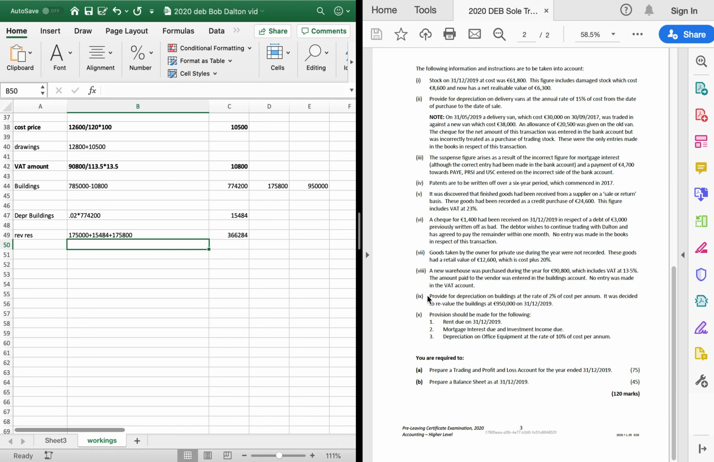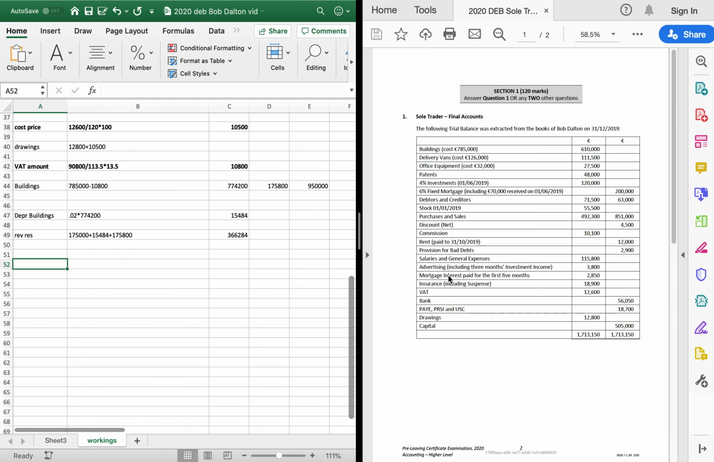Hopefully it balances. Then these three things here at the end, it's not that they were new, but the rent due and the depreciation of office equipment, we've seen them before, but they might have thrown you a little bit. So it says provision should be made for rent due on the 31st of the 12th. So if we look at what the rent is, let's have a look in the question.